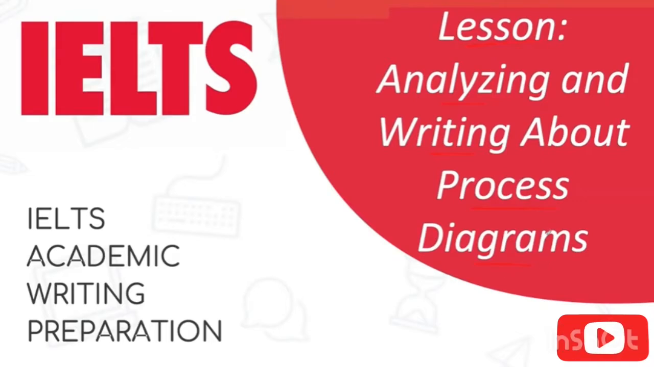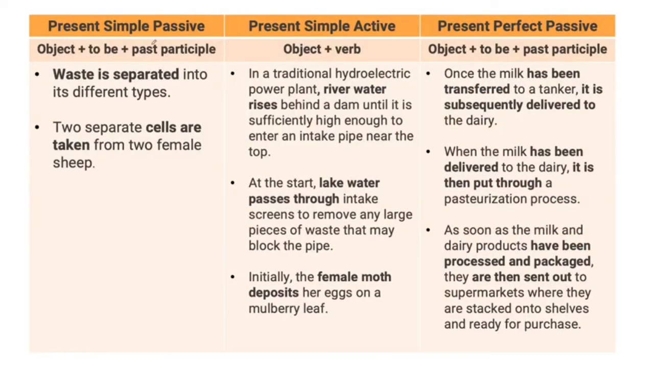So let's go ahead and look at the grammar that you are likely to see and likely to use when writing these types of essays. These are the three most common tenses, active and passive, that you are going to use when it comes to this essay. So first, let's go ahead and look at the present simple passive. So this is going to be used when the action is more important than the person who completes it. So for that, we have this formula: the object plus the verb to be plus the past participle.